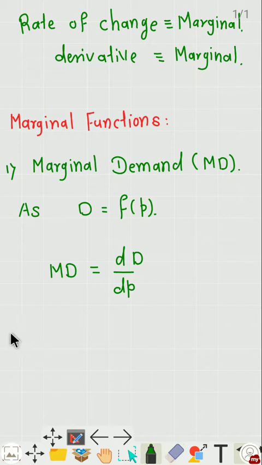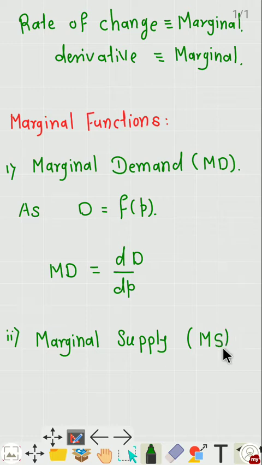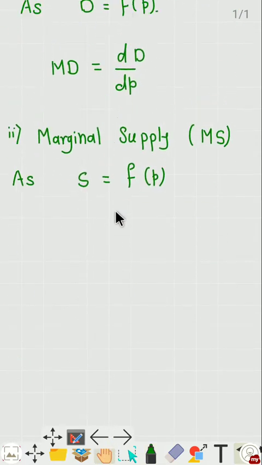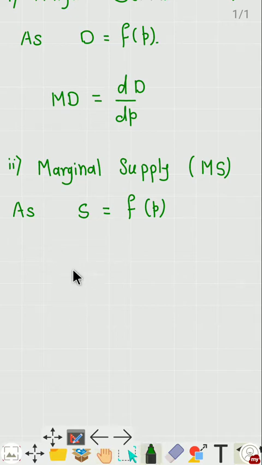And second is marginal supply. Marginal supply is denoted by MS, and as the supply function S is equal to a function of P, therefore marginal supply is nothing but the derivative of S with respect to price P. So this is called a marginal supply.